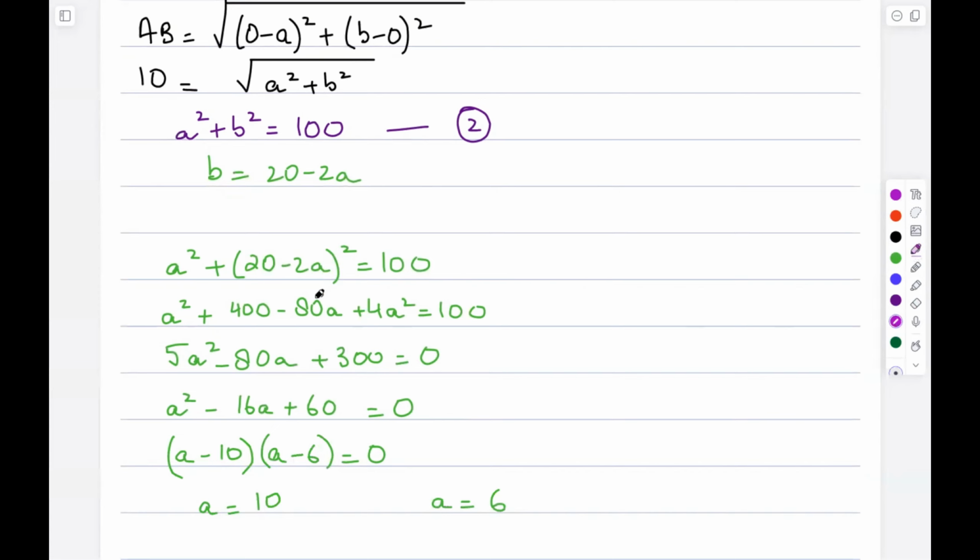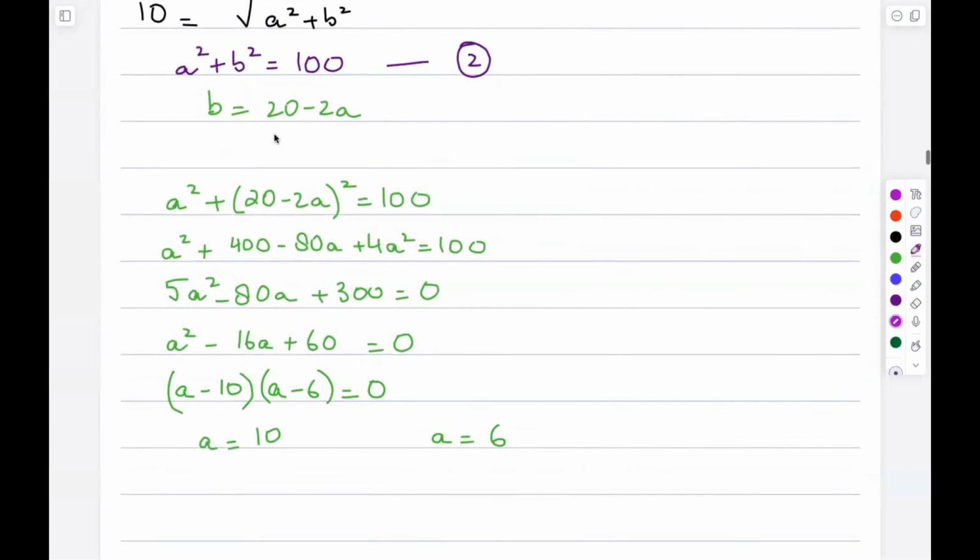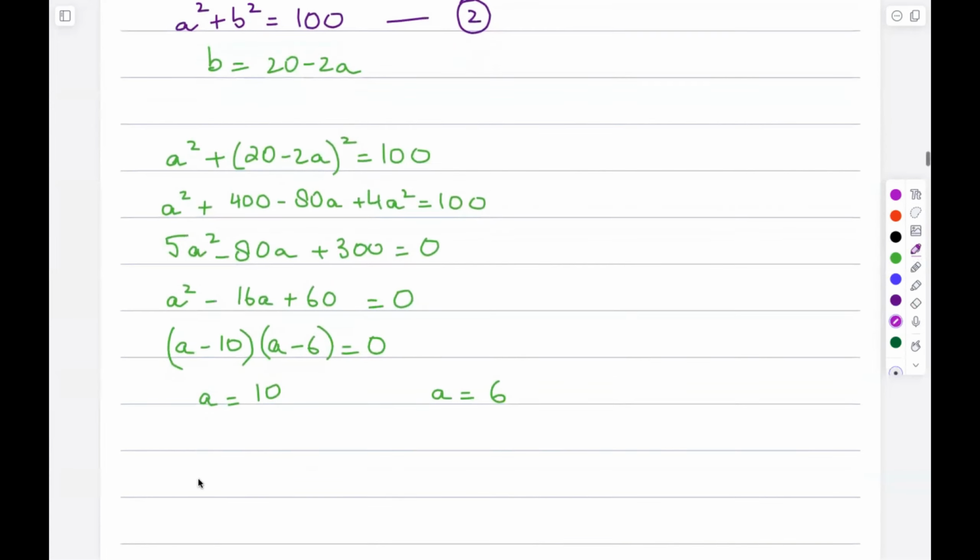Once we have the value of a, we can find the value of b. Now, if I substitute a equals 10, as the value of b is equal to 20 minus 2a.